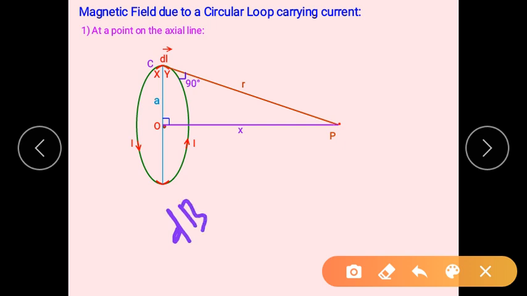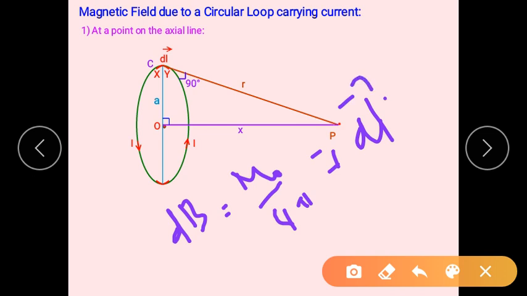dB is equal to mu 0 by 4 pi I dl cross r divided by r cube. This is Biot-Savart's law. So using this equation we can find both the magnitude and direction. Let us find the direction of the magnetic field.